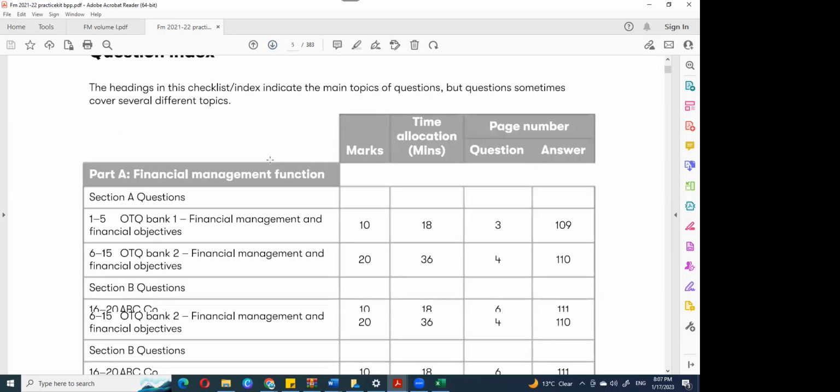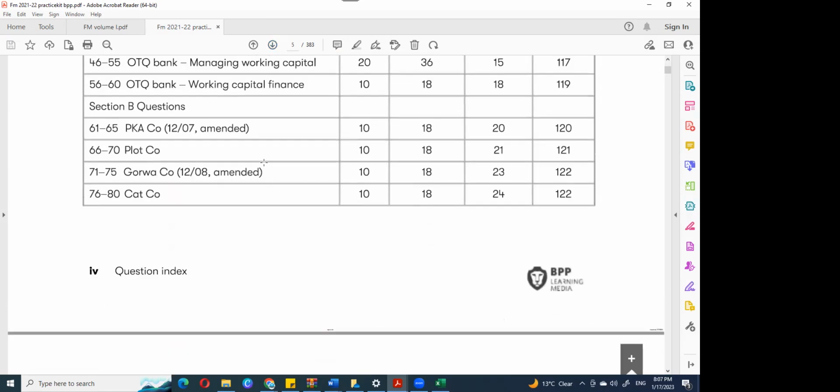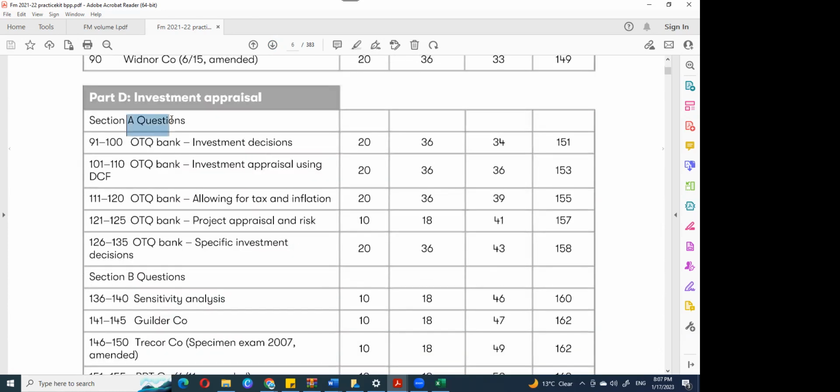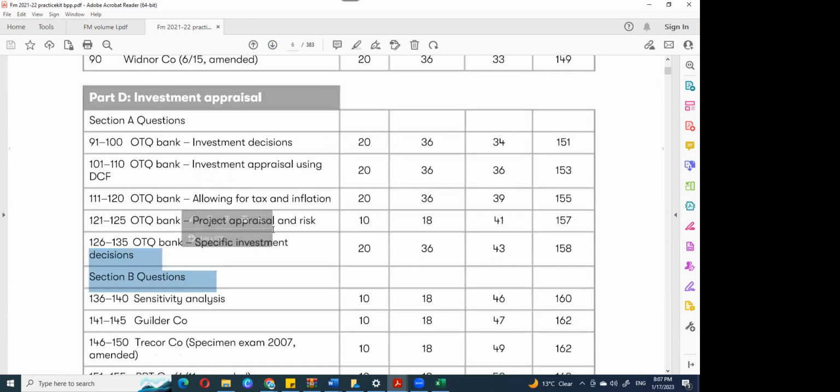So yes, financial management, working capital, investment appraisal. A type question, B type, and C type. Okay, good.